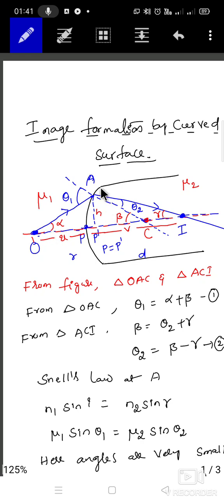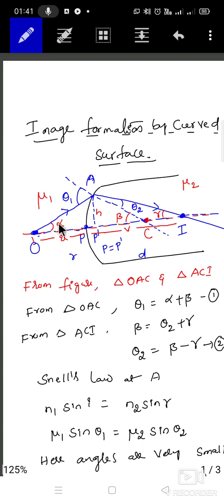If you want to take sin alpha, it is nothing but opposite side by hypotenuse, but there is no particular name for hypotenuse. The hypotenuse is OA, the incident ray. Opposite is the height h, and the adjacent side is object distance, image distance, radius of curvature. So there are convenient names along the adjacent sides. That's why you are going to prefer tan theta.